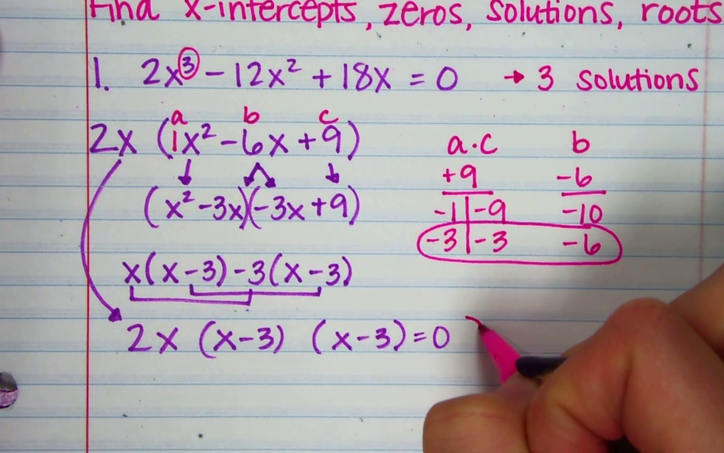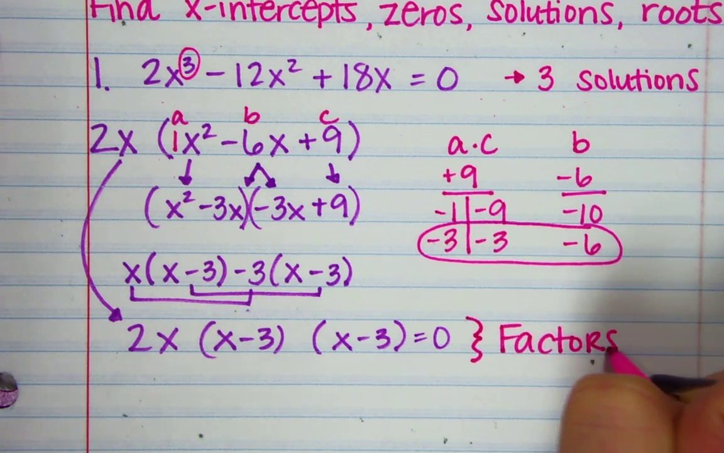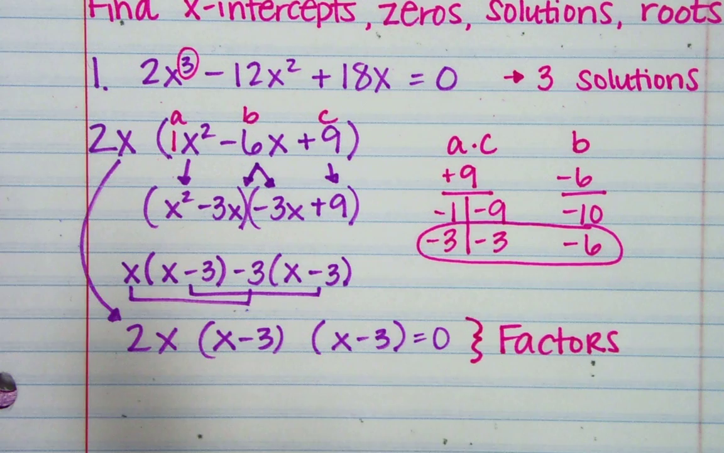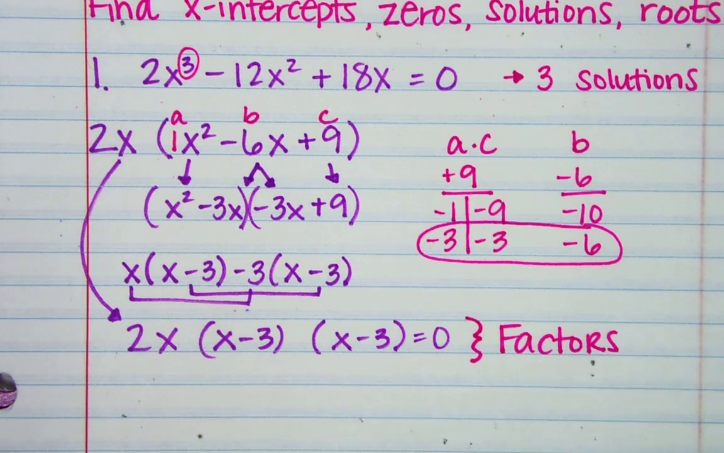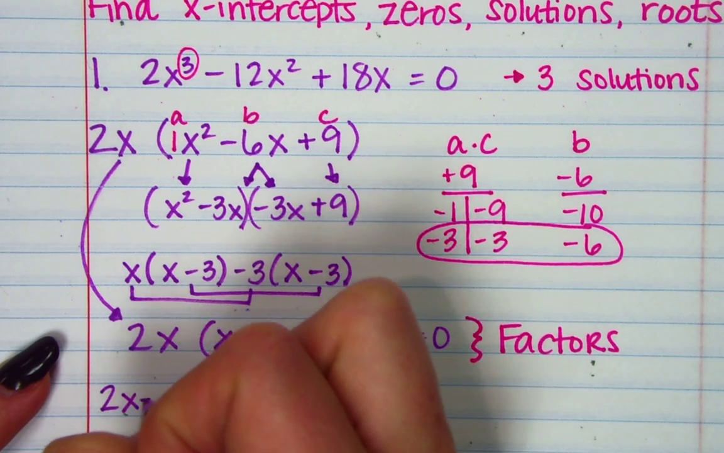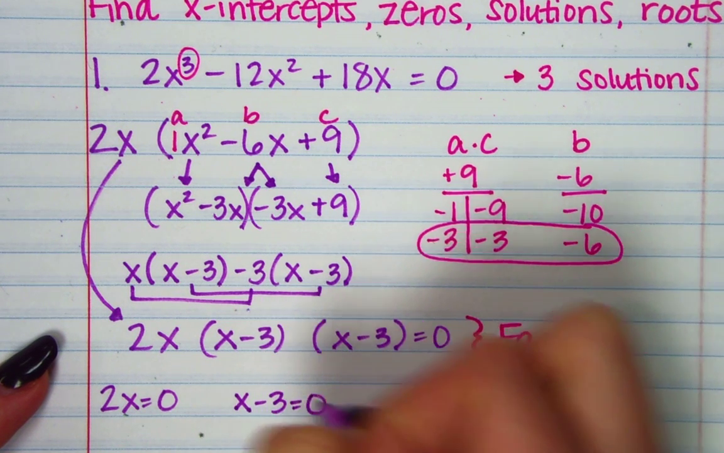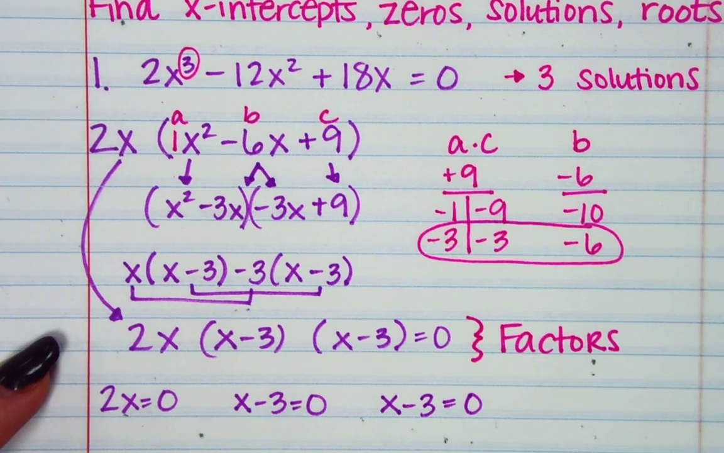I'm going to just do a little thing here. These are our factors. That's what we've been finding up until now. But we need our solutions, our x-intercepts. So we need to do one more step on this. To find our zeros, we need to set each of our factors equal to 0. That's why this is equal to 0, because we're finding the zeros. So we'll do 2x equals 0, x minus 3 equals 0, and x minus 3 equals 0.